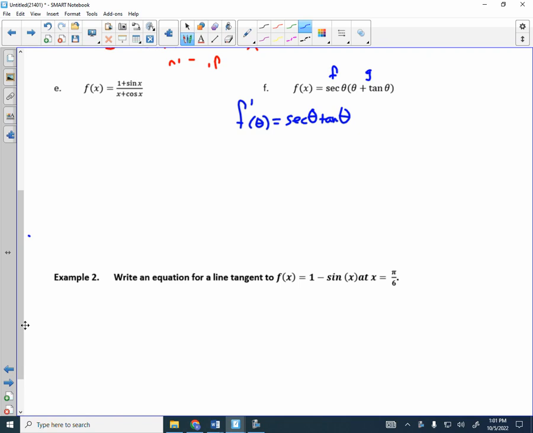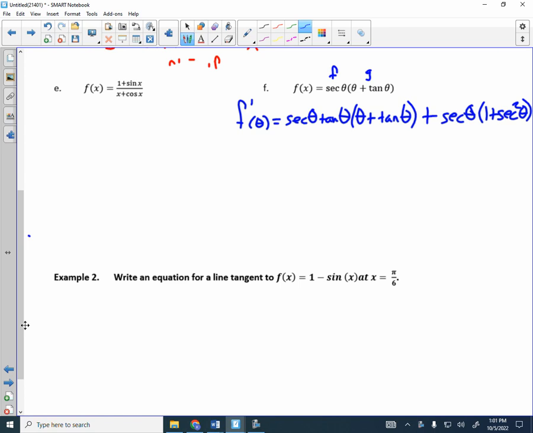Times what? Theta plus tangent of theta. So that's the first part. Plus, then I leave this alone, don't I? So secant of theta times, and now Marissa's taking the derivative of theta plus tangent of theta, which is? Good. Because the derivative of theta, that's like the derivative of x.